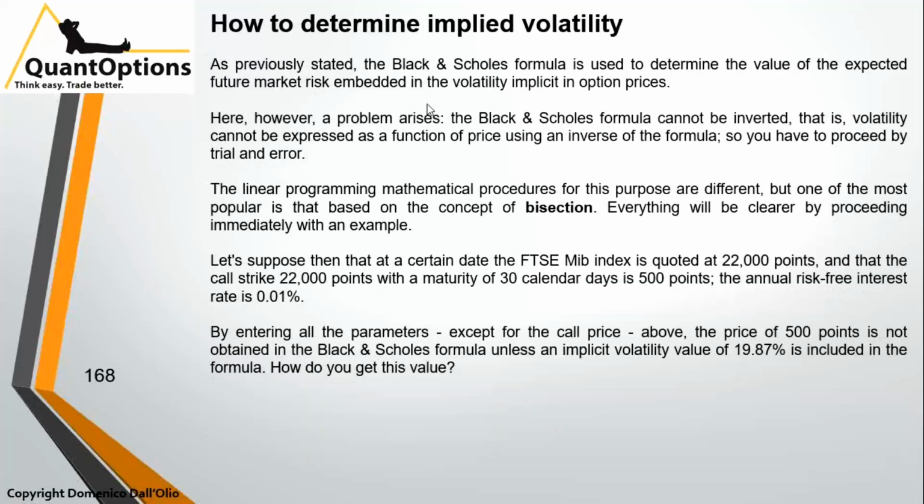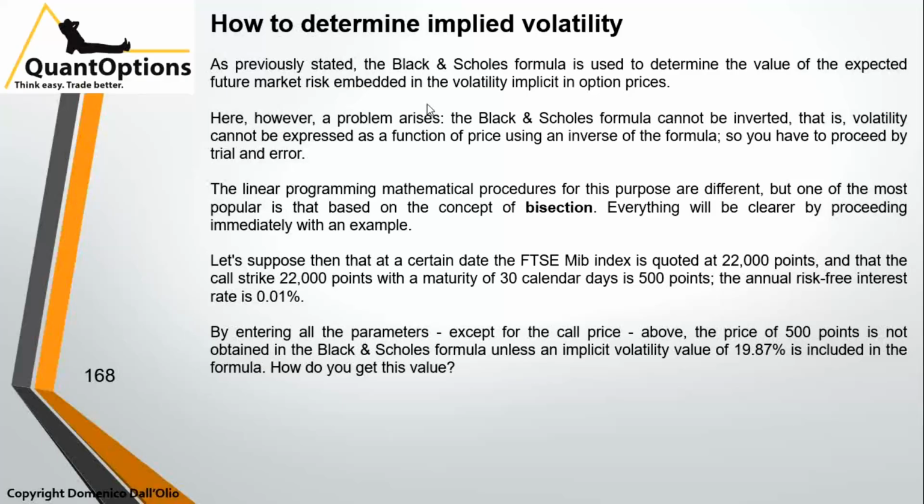How to determine the implied volatility then? As previously stated, the Black-Scholes formula is used to determine the value of the expected future market risk embedded in the volatility implicit in options prices. Here, however, a problem arises, because the Black-Scholes formula cannot be inverted. That is, volatility cannot be expressed as a function of price using an inverse of the formula. So you have to proceed by trial and error. The mathematical procedures for this purpose are different, but one of the most popular is the one based on the concept of bisection. Everything will be clearer by proceeding immediately with an example.